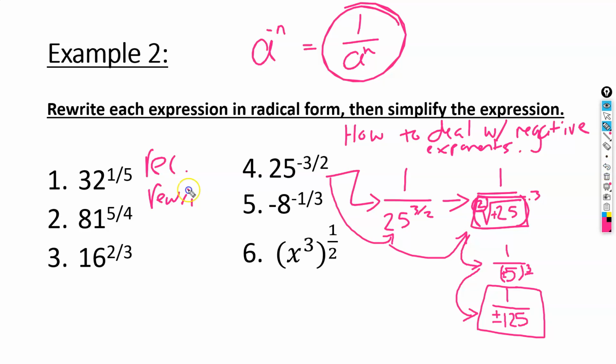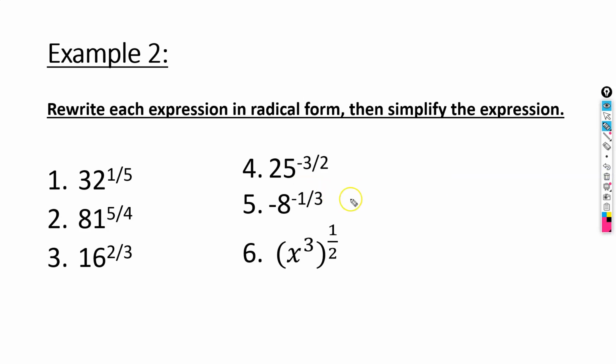Rewrite. Radical. Power. So do the reciprocal, then rewrite it as a radical, then do the radical part and raise it to the power. Okay? 4 steps. Let's apply those steps again to number 5.